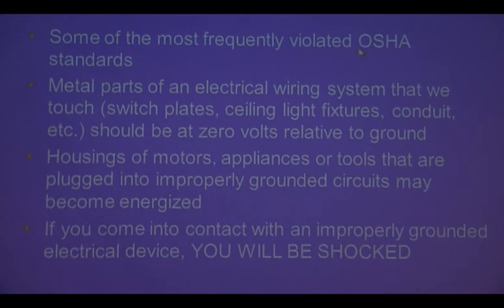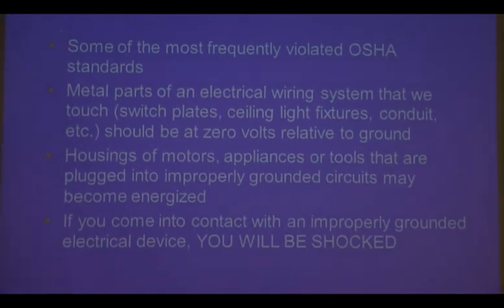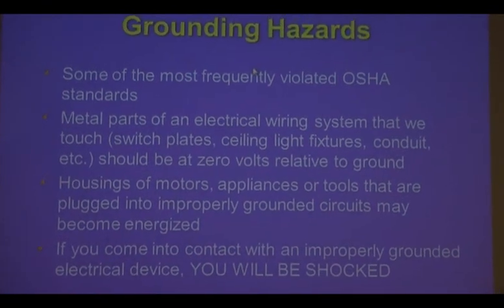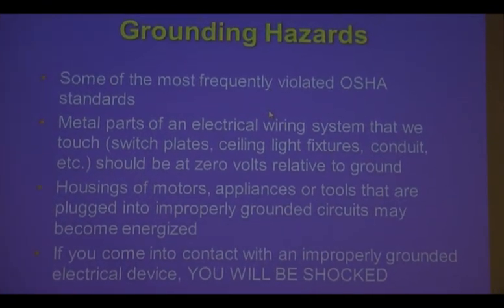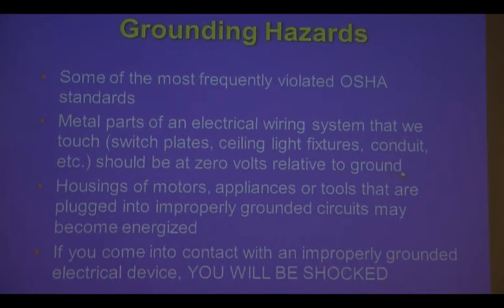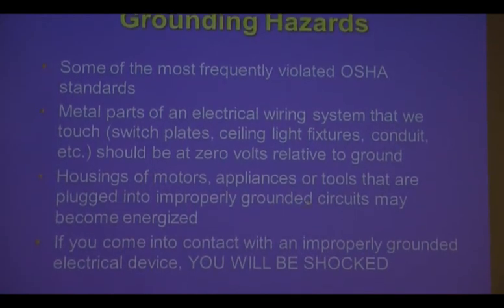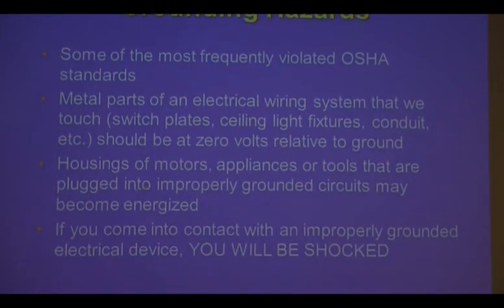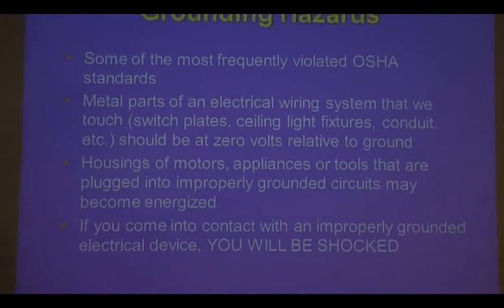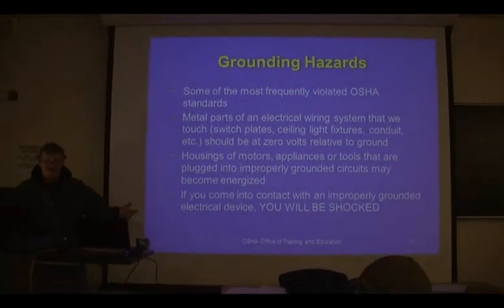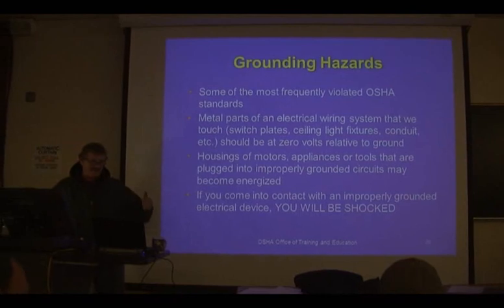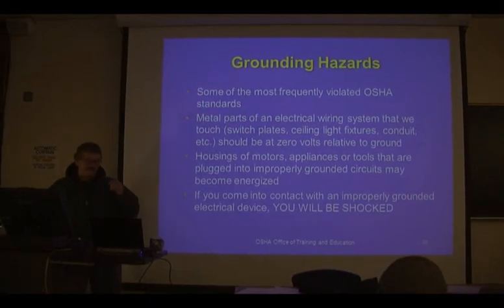Grounding is among the most frequently violated OSHA standards. Grounding is a huge violation. I think it is the single most common OSHA violation for electrical. Metal parts of a wiring system, like switch plates, ceiling light fixtures, and conduits, should be at 0 volts relative to ground. Housings of motors can become energized if they're not grounded properly. If you come into contact with an improperly grounded electrical device, you will be shocked. If it's not grounded and there's a fault, the current has nowhere to go. Current is supposed to have a path to ground if there's a fault. If it doesn't, and you touch it, now you're the path to ground. So you don't want to be there.